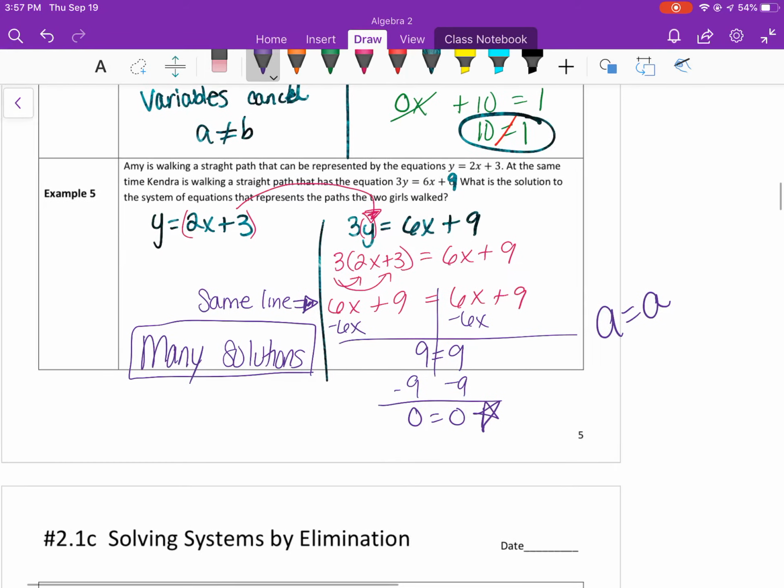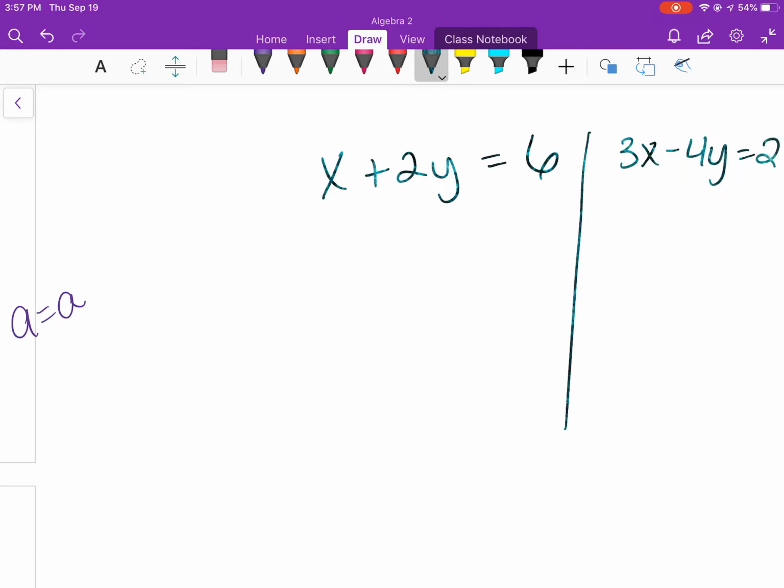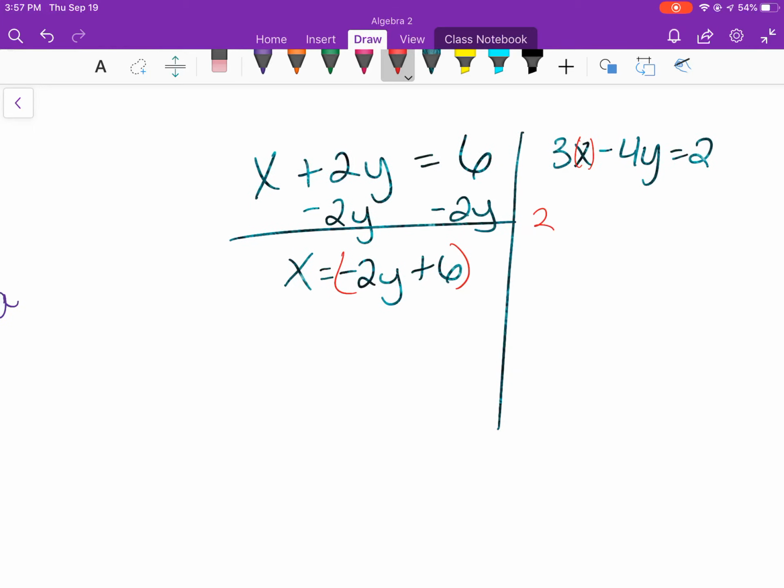Sometimes though we do have to plug in for x instead of y. So I just wanted to say, like, what if I had x plus 2y equals 6, and then I had 3x minus 4y equals 2. So I would want to isolate this x here by solving first for x, and so I get negative 2y plus 6. And then it works the same way. You just have x equals, so I plug in this negative 2y plus 6 for x instead. So then you just replace the x with negative 2y plus 6.